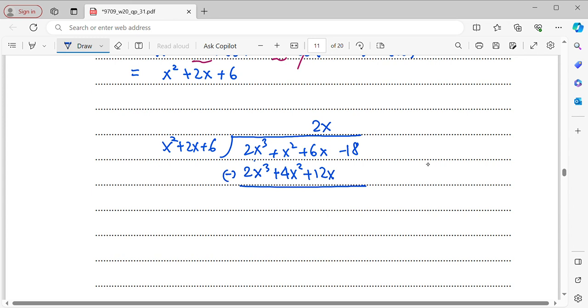First term will be 0. Second term is x squared minus 4x squared. It will be negative 3x squared. 6x minus 12x will be minus 6x. Then minus 18. And now to get minus 3x squared from positive x squared, you need to multiply with negative 3. So then do expansion for the rest of the terms, and you will be getting the same terms.